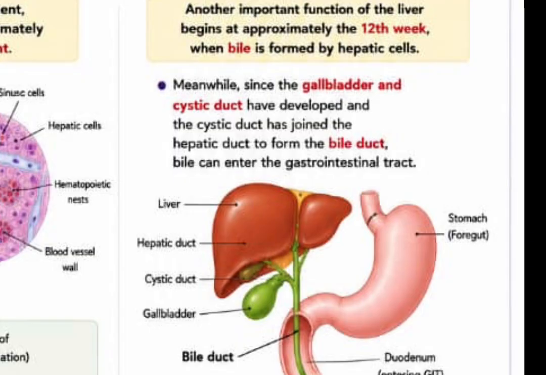As a result, it takes a dark green color. So the bile duct initially, when it is produced, because the bile is produced in the 12th week, is dark green in color at that particular point.